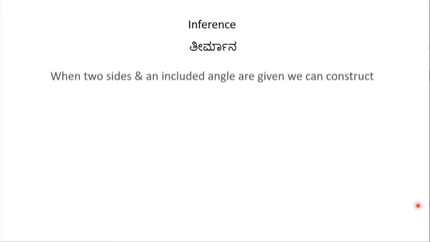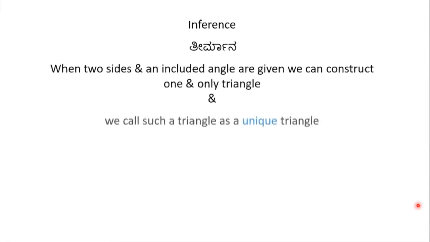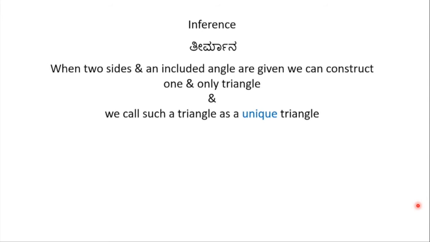Let us conclude that when two sides and an included angle are given, we can construct one and only one triangle. We call such a triangle a unique triangle.